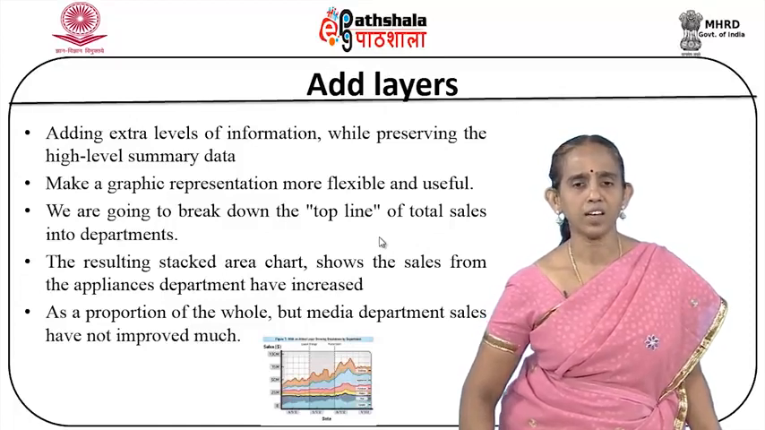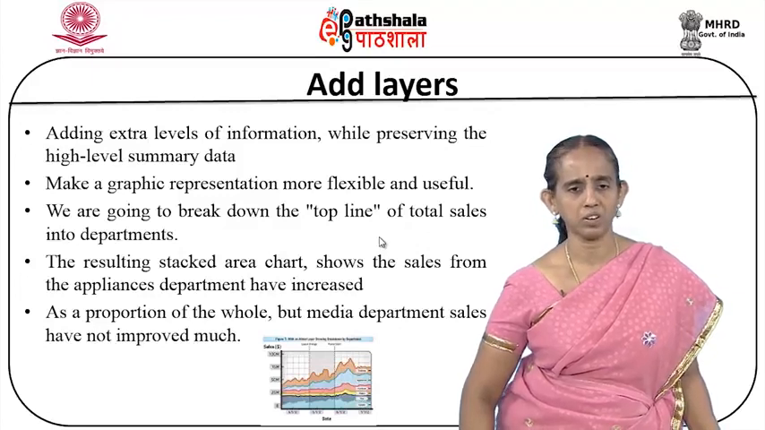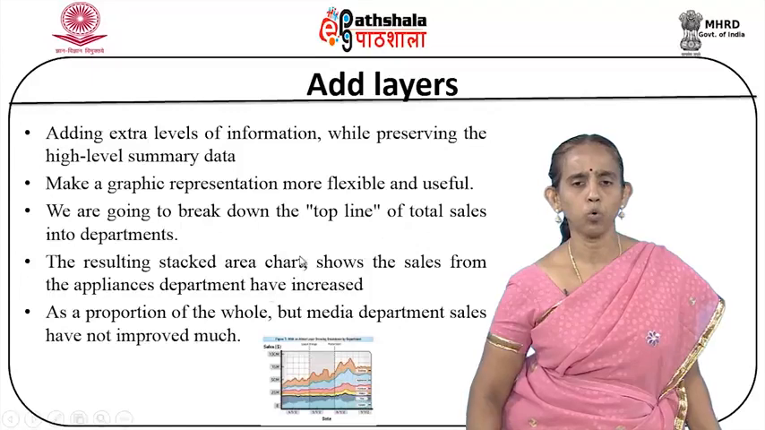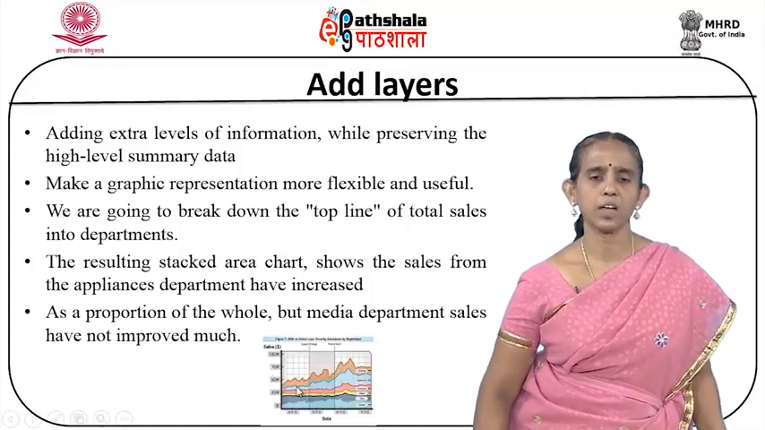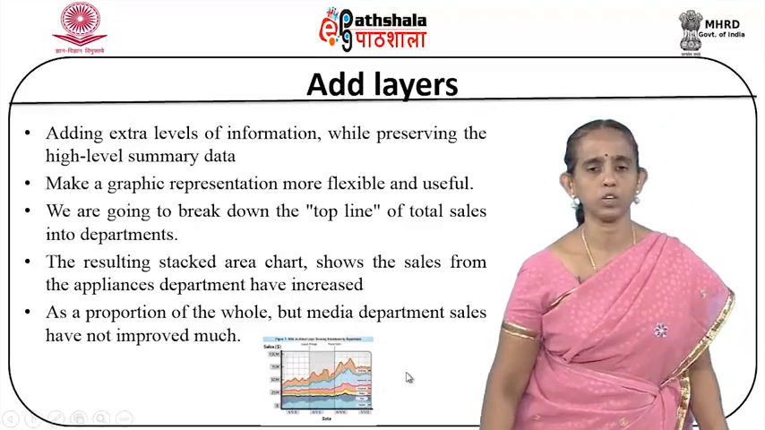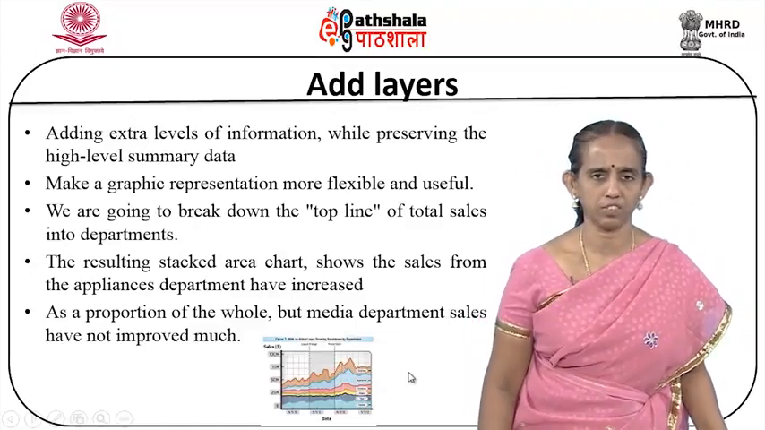The resulting stacked area chart shows the sales from the appliances department has increased as a proportion of the whole, but media department sales has not improved much. So these can be inferred from the visual that is being shown here using the addition of layers.